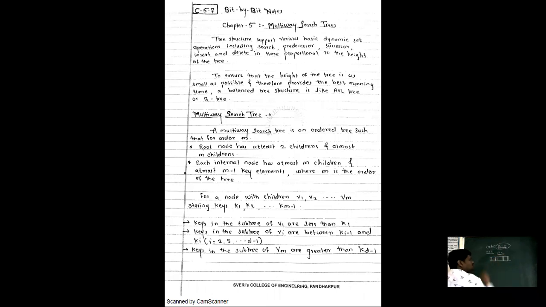Means how many values have you stored here? If the order is 4, how many values are you able to store here? 3 values. Suppose 10, 20, and 30, right? So these 3 values you are able to store. And how many children are there here? 1, 2, 3, 4. Now again, how many key values will this child store? Again 3 key values, and again this node has 4 children.